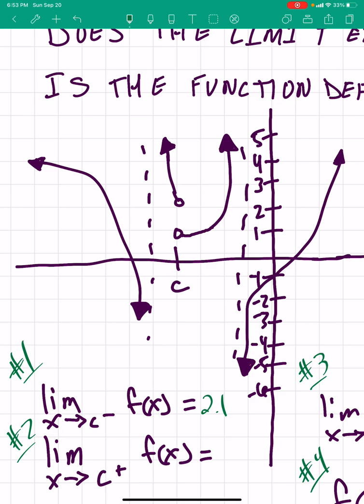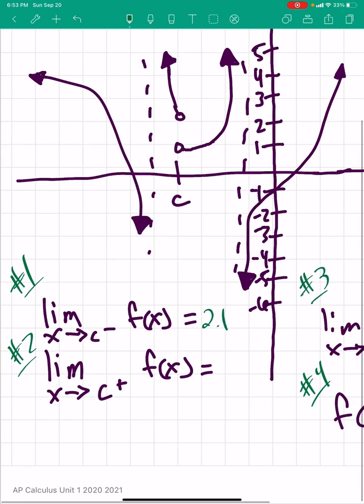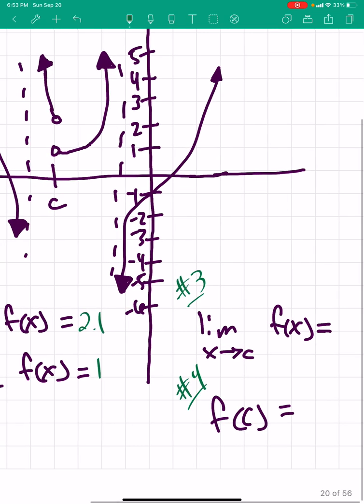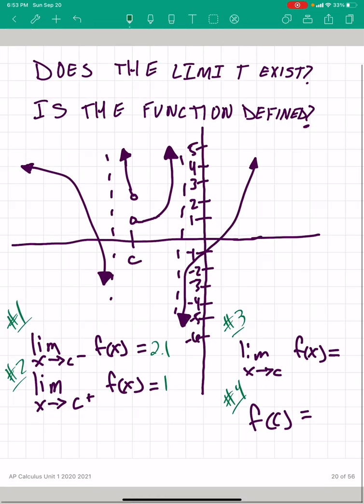Well, clearly this is a discontinuity. The line can't be drawn without picking up your pen or pencil. And it's at the height of 1. So we're going to say the limit as x approaches c from the right is 1. Since 2.1 and 1 are not the same number, we know both analytically and graphically that this limit cannot exist. So we're going to say does not exist. I'm also going to say that the function has to be undefined because there is no point anywhere where x equals c. It's just 2 holes. Again, we call this a jump discontinuity, and it's undefined.